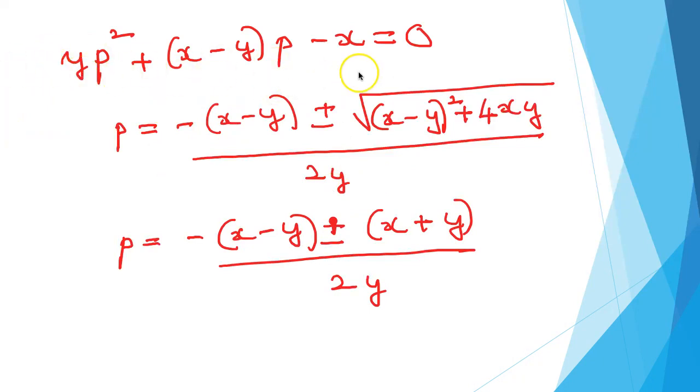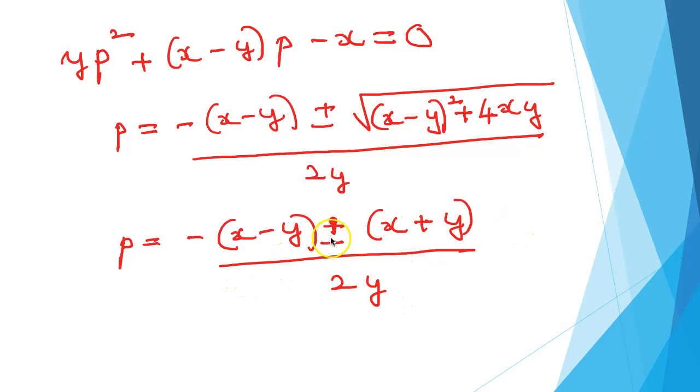This is a quadratic equation, and using the formula, minus b, that is minus (x minus y), plus or minus root of b squared, which is (x minus y) the whole squared, minus 4ac, that will give you plus 4yx, by 2a, which is 2y. So what happens when you remove this plus or minus? What is this term inside the square root? This is nothing but (x plus y) the whole squared. So when I remove the square root, I get x plus y.